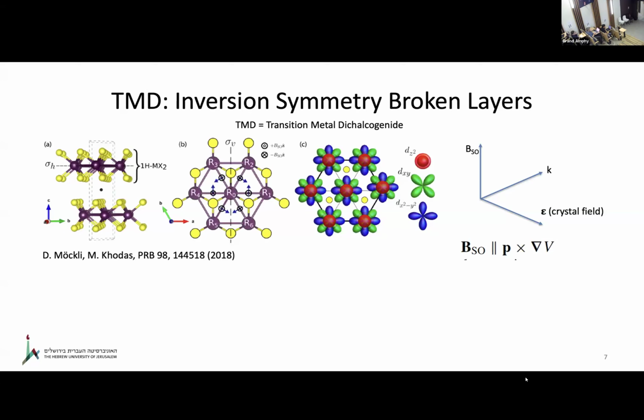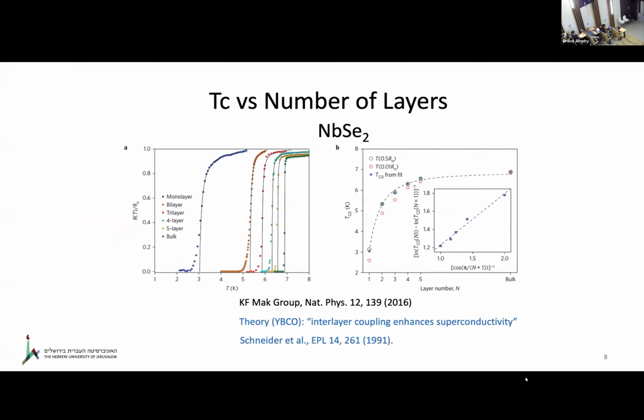Yesterday, Tristan presented the TMD superconductors, so I'm not going to go into an exhaustive introduction. What I have to show is just that these are materials where the single layer breaks inversion symmetry, and one of the results is a very strong built-in spin-orbit term. The way one can understand it is that if you travel along a certain trajectory, there is a built-in electric field, the gradient of V, cross P, that creates a very strong out-of-plane effective spin-orbit magnetic field, and this stabilizes the Cooper pairs out of the plane.